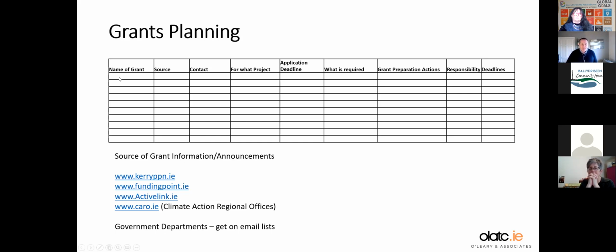So we put in the name of the grant, the source of the grant, so what the organization, government department, local authority, whatever it might be, is giving the grant. The contact name of the person or department you're going to be dealing with, and their email. Hugely important, because you will be asking them for further information in certain cases. Even if you don't need further information, always email them anyway and build that relationship with the person within the department.